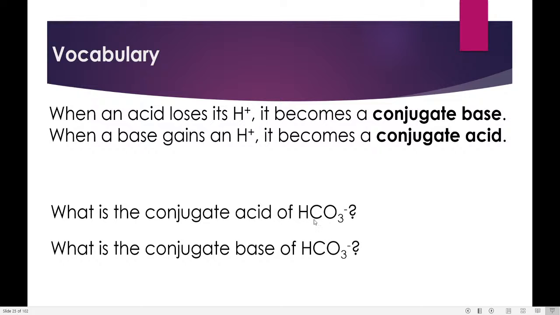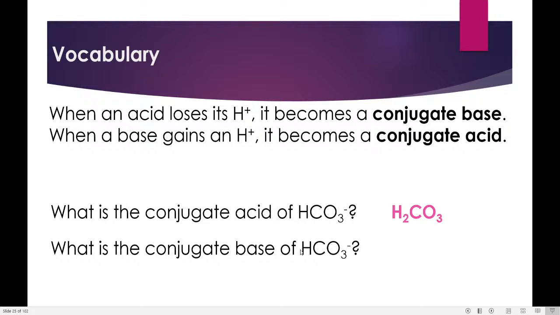amphiprotic, meaning it can gain or lose an H, right? To become a conjugate acid, doesn't it have to act like a base? Which means it's going to gain an H. If it gains an H positive, what will its formula be? Perfect. And the H2CO3 has to be neutral because it was negative and we put a positive on there.